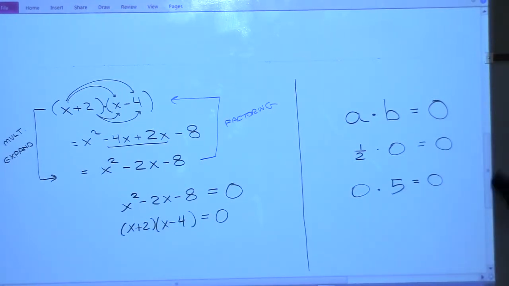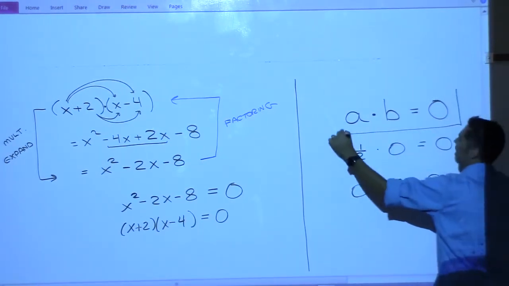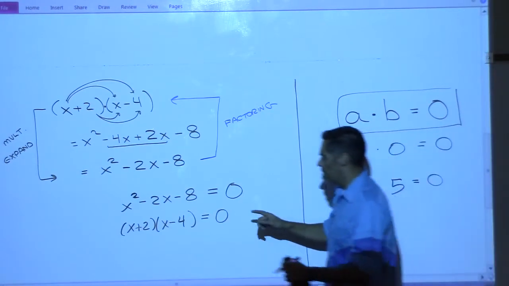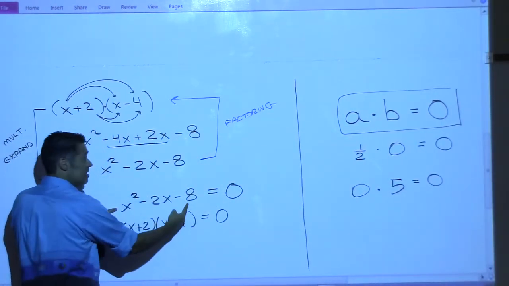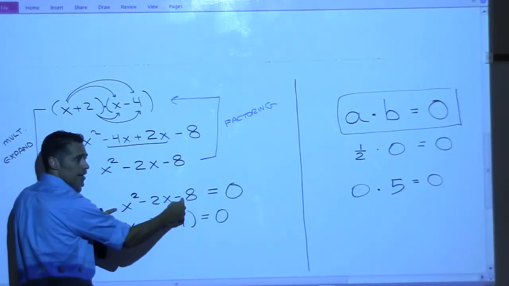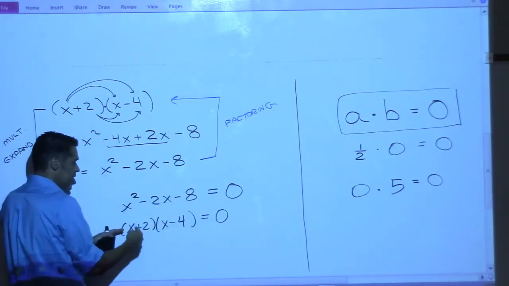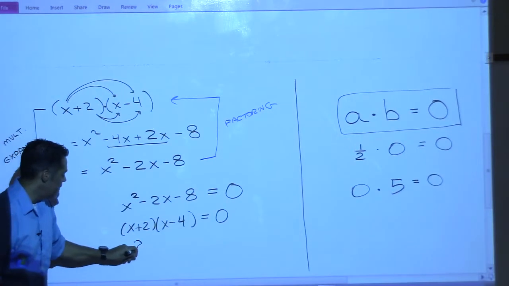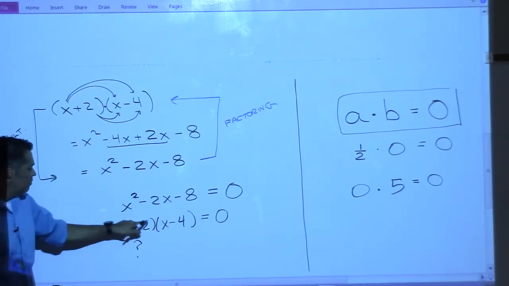Now, this right here has a name to it. It's called the 0 factor property, and we'll talk about that a little bit more later. But the whole idea is that here, this does not look like something times something, right? Equals 0. So we turn it into something times something equals 0. And then all we have to ask ourselves is, hey, when is that 0? What would make this 0?